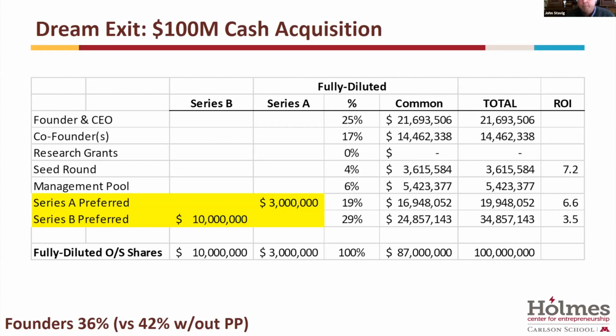In this scenario, I've shown a structure where both the Series A and the Series B preferred shares have a participating preference, such that they get money first, they get their money back. So the $10 million from the Series B, and then the $3 million from the A, and then the rest of the group converts to common, and they split the remainder of the $87 million based on the common shares. So you can see in that situation, founders do extremely well.